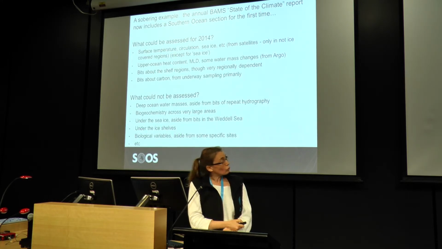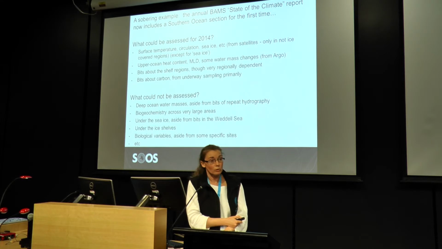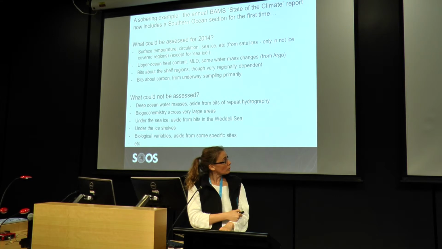So a sobering example is the BAMS paper coming out, which now includes a Southern Ocean section for the first time. What we could assess for 2014 was surface temperature, circulation from sea surface height, sea ice, etc., all this from satellites. They don't work in ice-covered regions, so there we couldn't get upper ocean heat content, mixed layer depth, some water mass changes from Argo, small bits about the shelf regions, but very regionally dependent, small bits about carbon from underway sampling primarily.